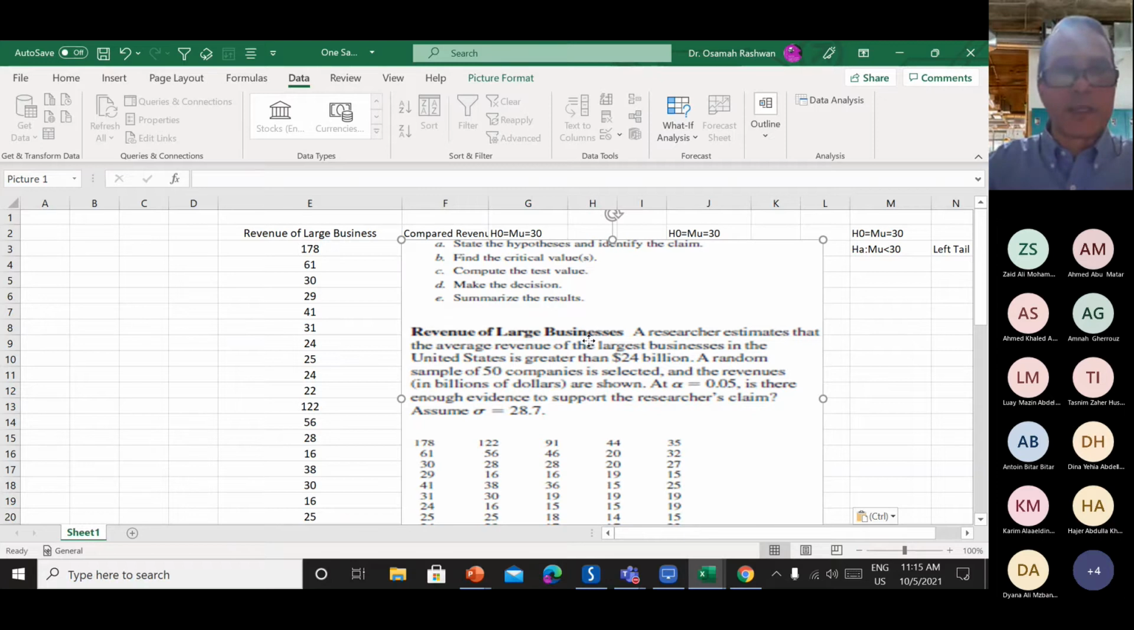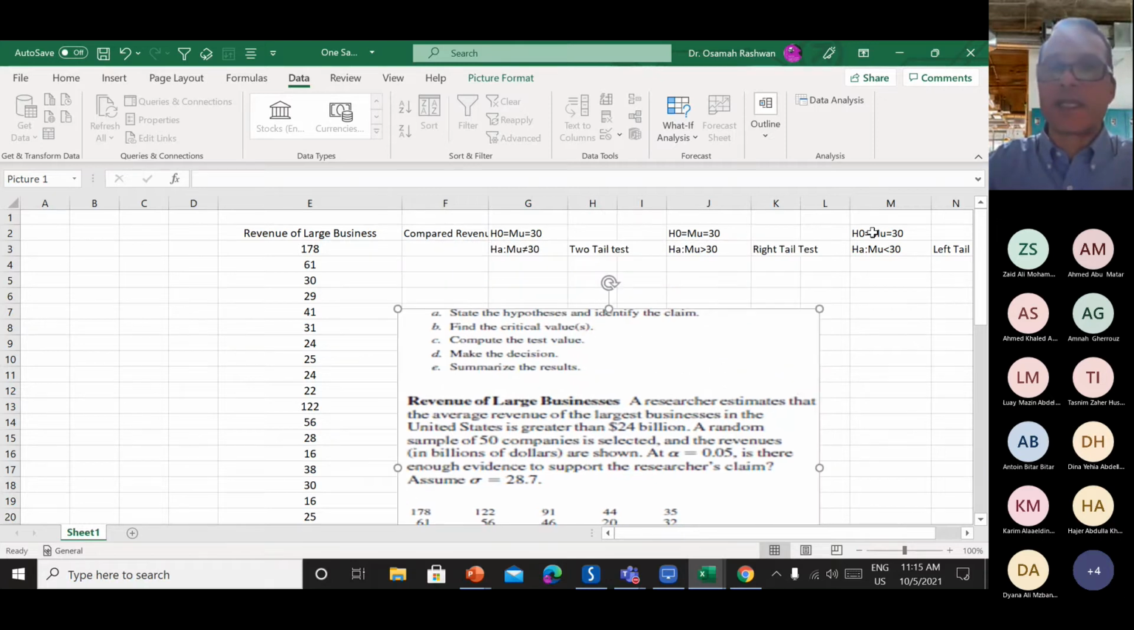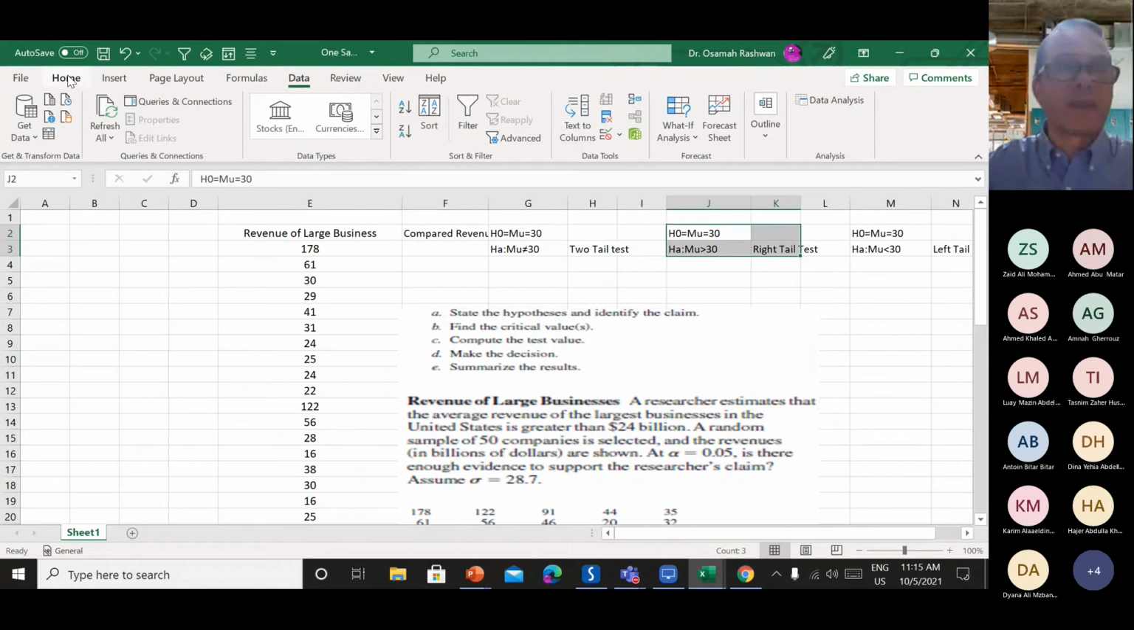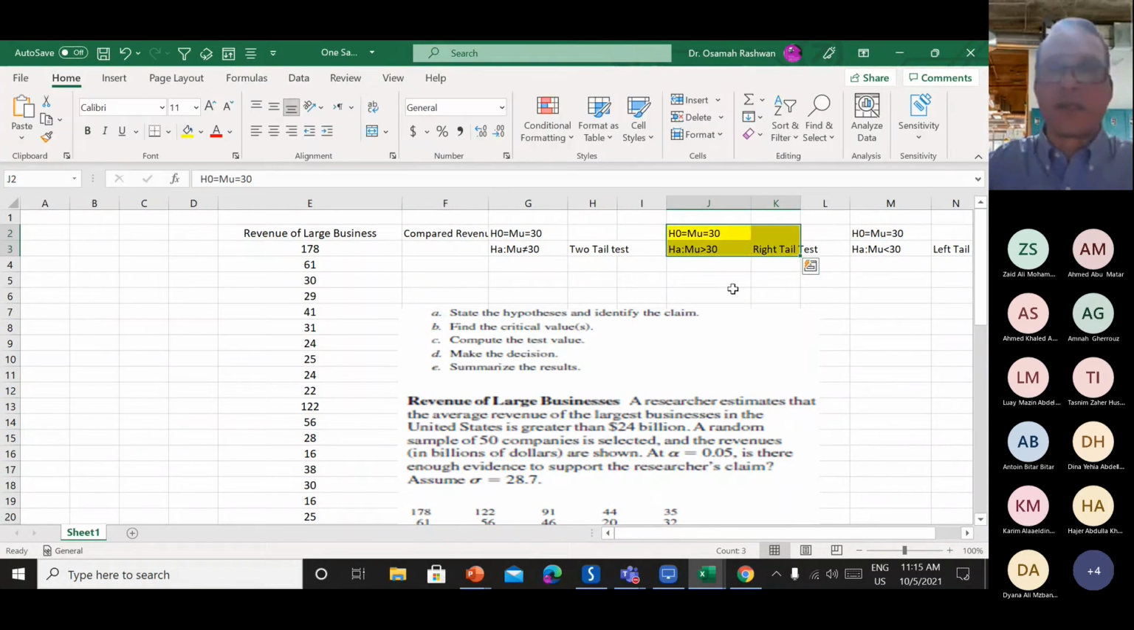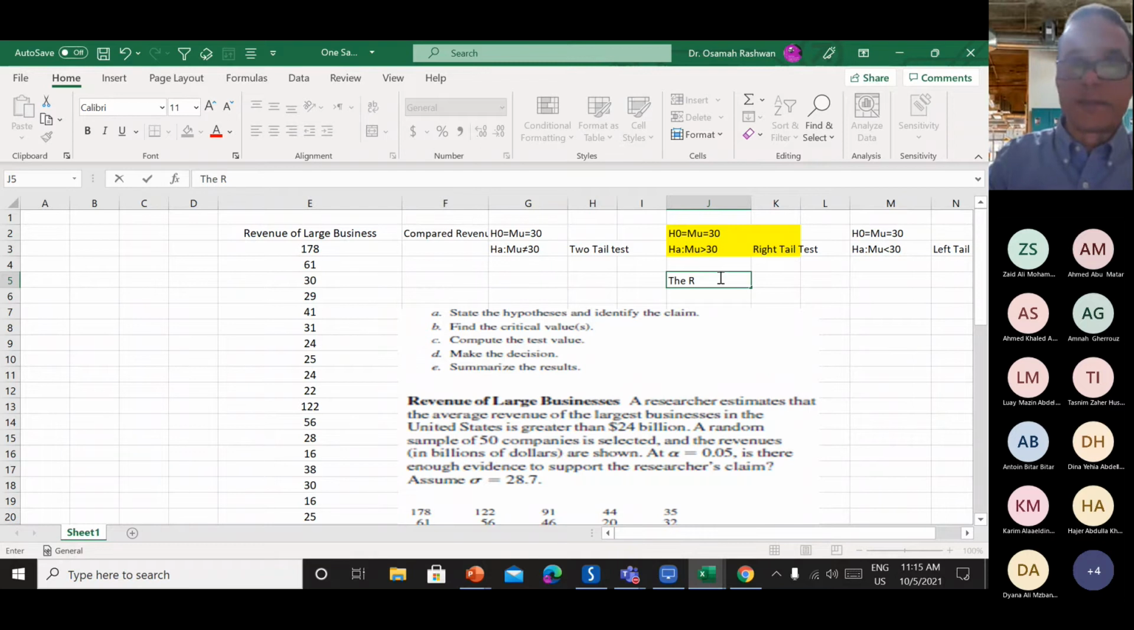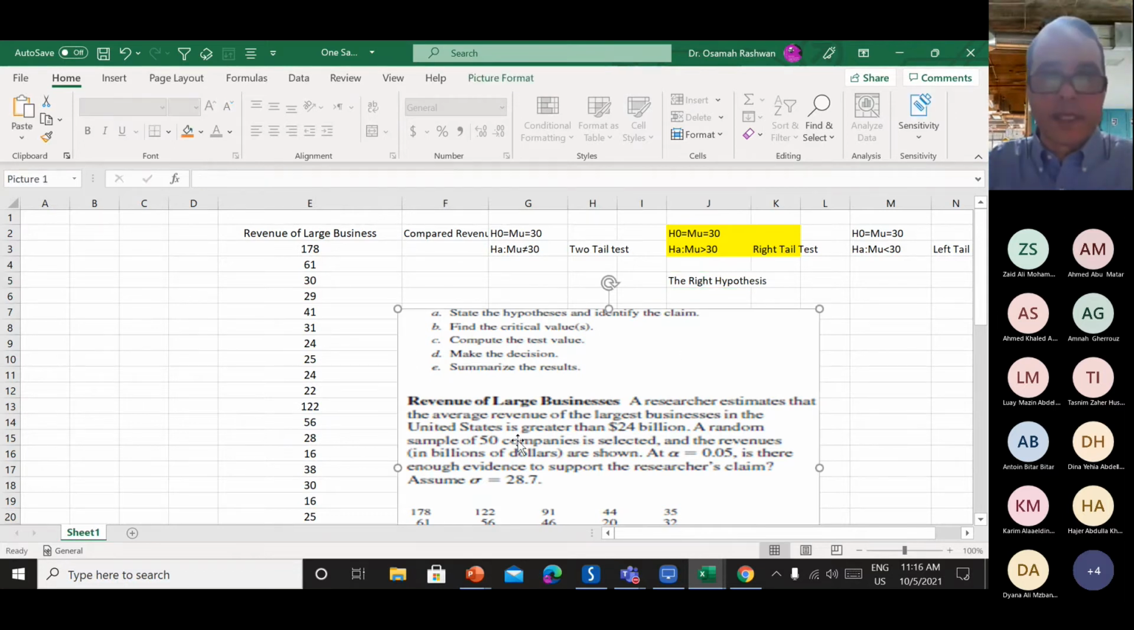Okay, up to the steps, he's asking me to state the hypothesis. I did state the hypothesis, right? But up to this question, which one am I going to go for? Greater than. So the right one is which one of these? Yes, this is the right one, because I already decided this is fit for my hypothesis, right? Because I find the word greater than, so I'll go for the right one. Okay.